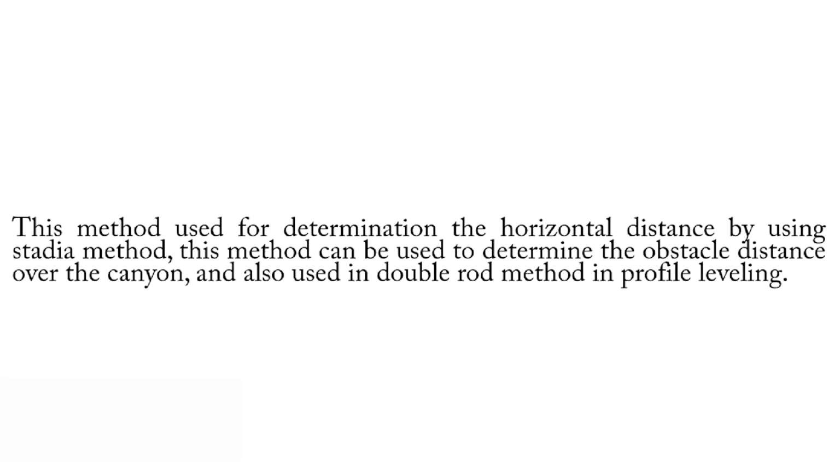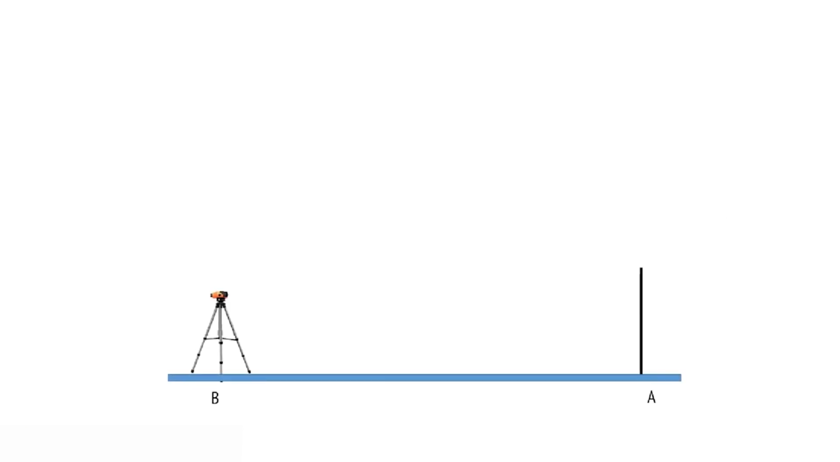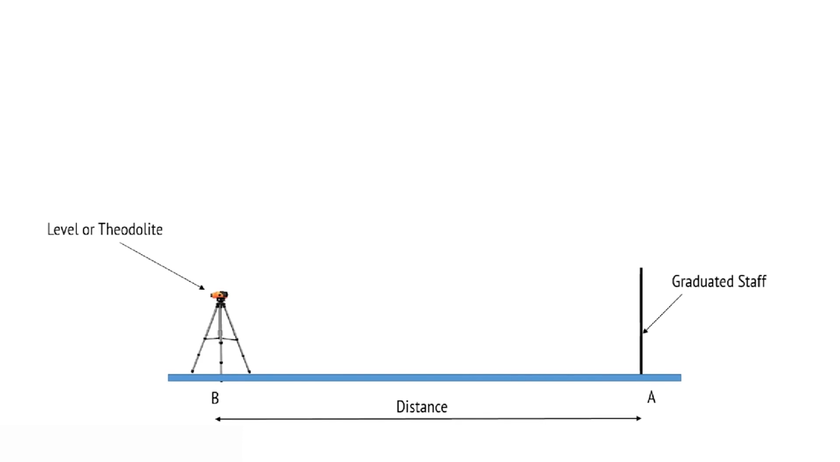Method used for determination of the horizontal distance by using the Stadia method. This method can be used to determine the obstacle distance over the canyon, and is also used in the double rod method in profile leveling. This distance is the distance between the center of the instrument, level or theodolite, and the graduated staff.